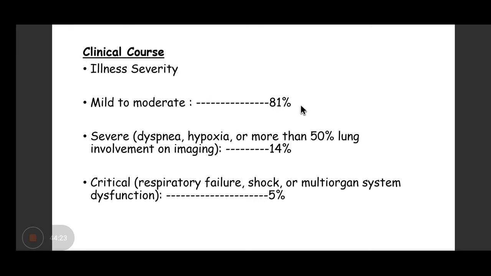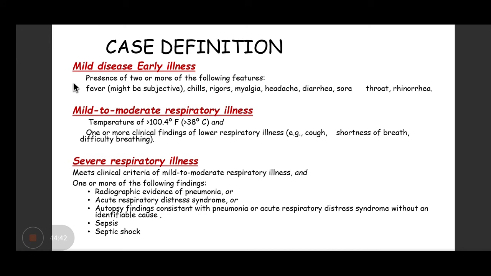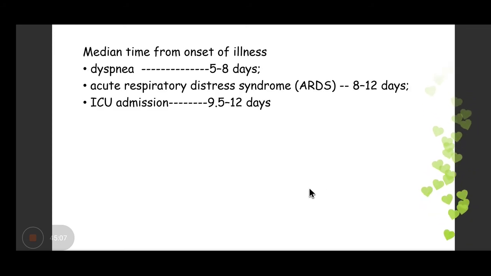So in 81% of the cases the infection is mild to moderate. Severe infection is seen in 14% of the cases, and only 5% of the cases are the critical ones. What is mild, what is moderate, and what is severe? Mild means only fever or some symptoms without dyspnea, without respiratory difficulty. Mild to moderate respiratory illness means fever with some respiratory difficulty. And severe respiratory illness means the patient has radiographic evidence of pneumonia, acute respiratory distress syndrome. Autopsy findings are consistent with pneumonia, sepsis, septic shock. That is severe respiratory illness.